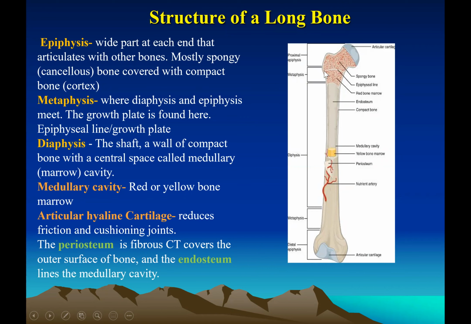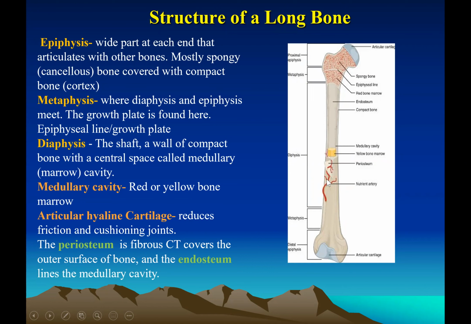In the metaphysis, you see again, it's called the epiphyseal line or the growth plate. This is happening only in adolescence up to puberty. So it's the epiphyseal line, and this is where growth happens. It's also a cartilage here. And then when you come to the diaphysis or the shaft of the bone, the hollow cavity is called the medullary cavity. It is either filled with yellow bone marrow, which is a source of energy because it's all fat, or red bone marrow, where the red blood cells are formed.